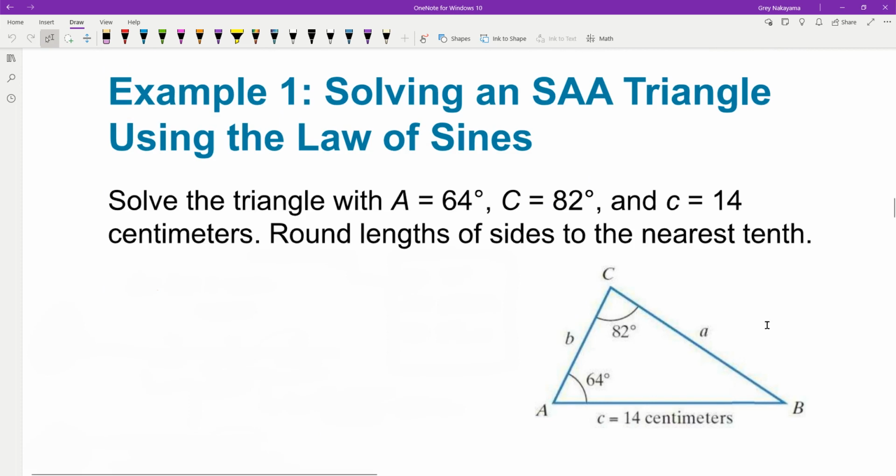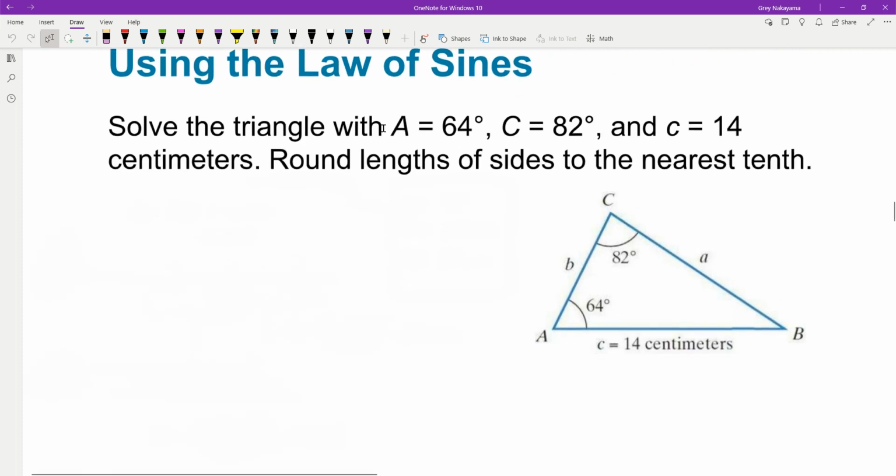Solve the triangle with A equal to 64 degrees, C equals 82 degrees, and little c equals 14. Round the lengths of the sides to the nearest tenth. Okay, so if I'm solving, that means that I have to find big B, because I don't know that angle. I have to find little a, and I have to find little b. And once I do that, then I will have finished the problem. I've got to find all 3 of those things.